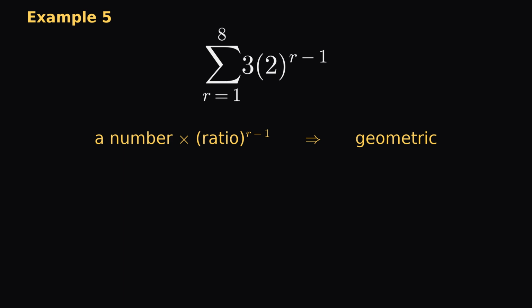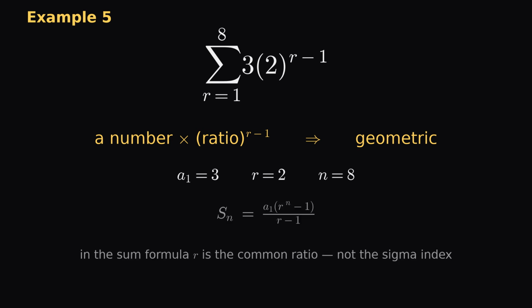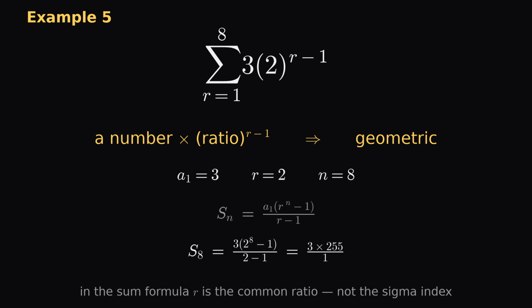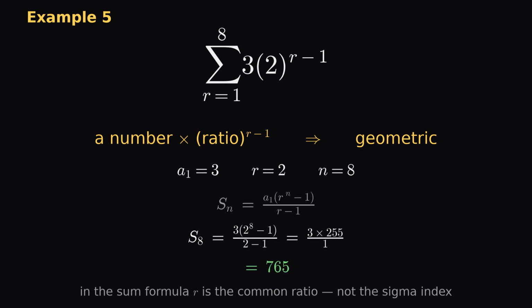Last one. Evaluate the sum from r equals 1 to 8 of 3 times 2 to the r minus 1. Look at the shape of that. A number times a ratio to the power r minus 1. That's geometric. The first term is 3, the common ratio is 2, and there are 8 terms. So use the geometric sum formula. 3 times 2 to the 8th minus 1 over 2 minus 1. 2 to the 8th is 256, minus 1 is 255, over 1. 3 times 255 is 765.